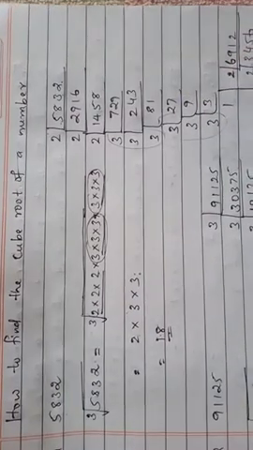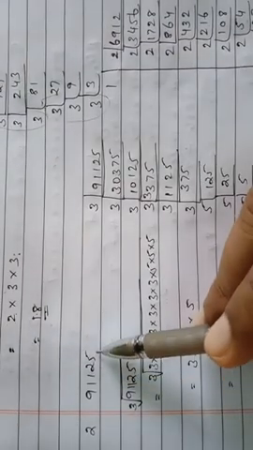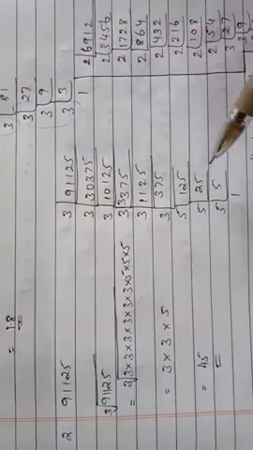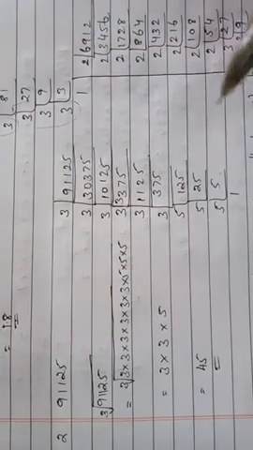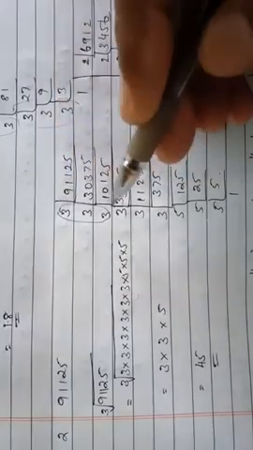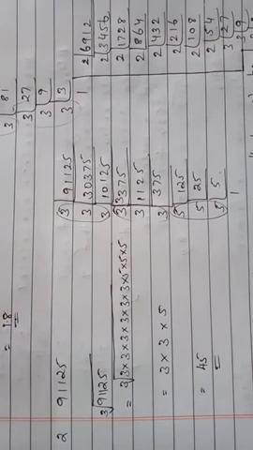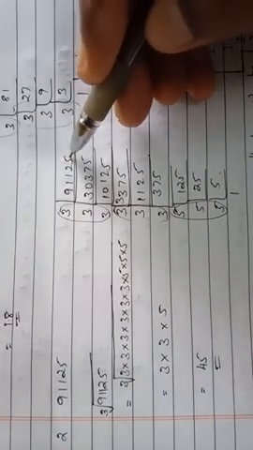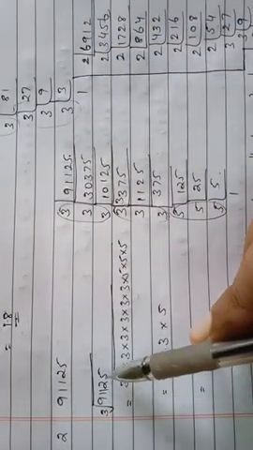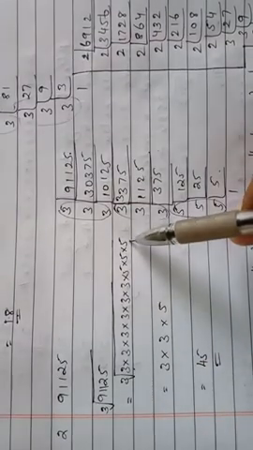Now another example, we have 91,125. So first step, perform the prime factorization. Here also we can see that the prime factors form triplets. No number is left out, hence it is a perfect cube. Now we can find the cube root. Cube root of 91,125 is equal to cube root of. Resolve the given number into a product of prime factors.